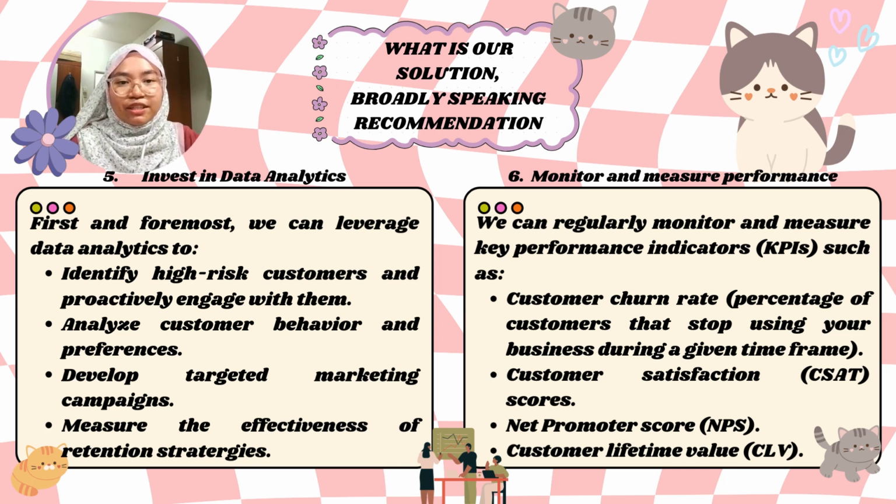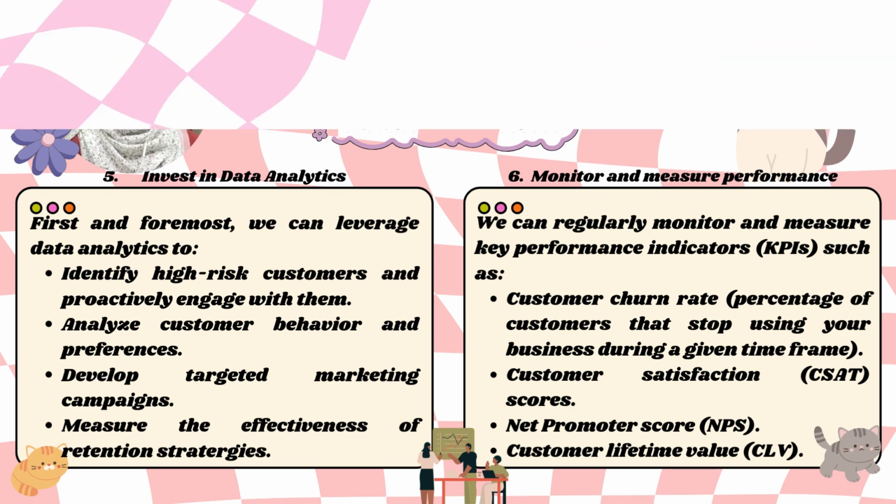Number six, we can monitor and measure performance. We can regularly monitor and measure key performance indicators (KPIs) such as monitoring customer churn rate, or percentage of customers that stop using your business during a given time frame. Second, we can monitor customer satisfaction scores or CSAT. Number three, we can measure Net Promoter Score or NPS. Lastly, we can measure the customer's lifetime value or CLV.